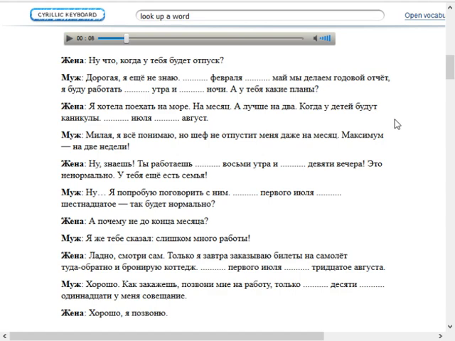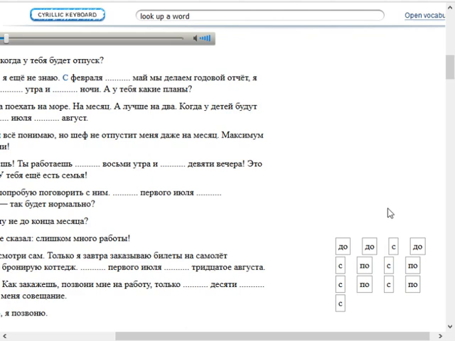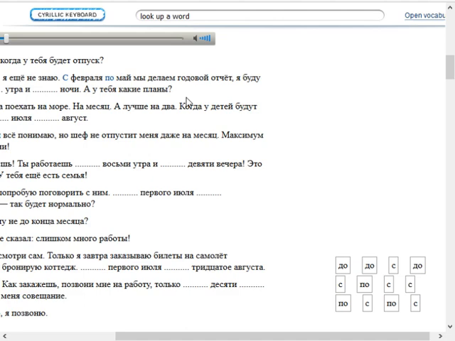Okay, let's pause it there for a second. So, с февраля по май. Remember when we're talking about months, we say с февраля по май. С means with, so it literally means with February, but when talking about time frames, sometimes words don't mean the same thing that you would intuitively think them to mean in English. So with February, с февраля по май, from February to May, мы делаем годовой отчет.